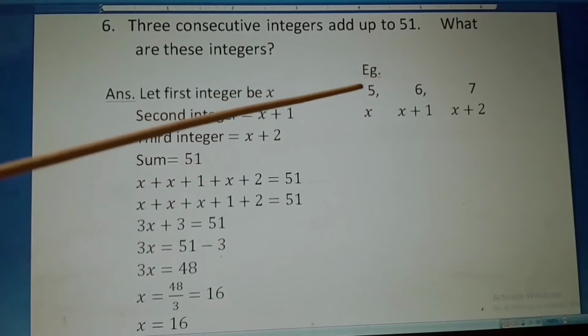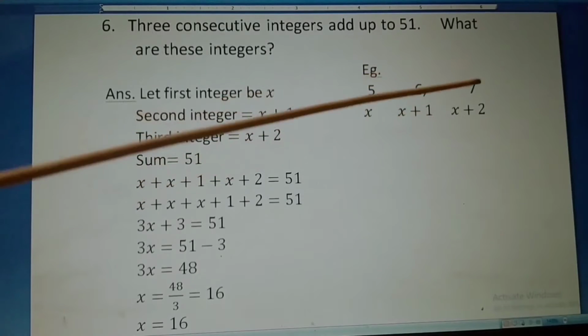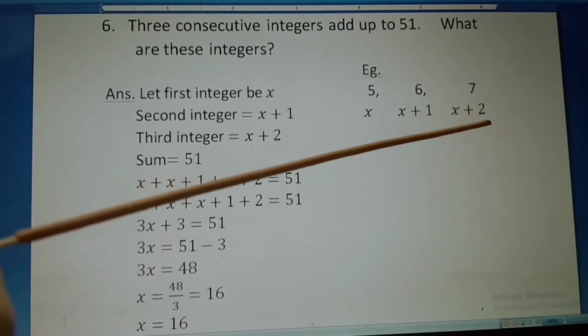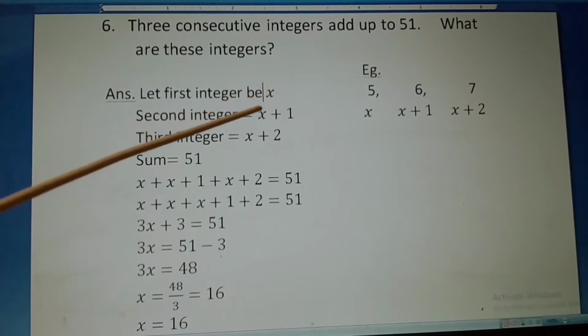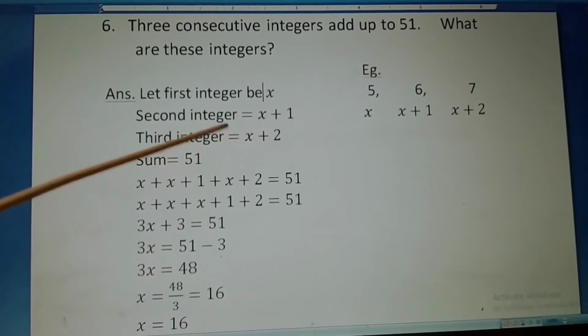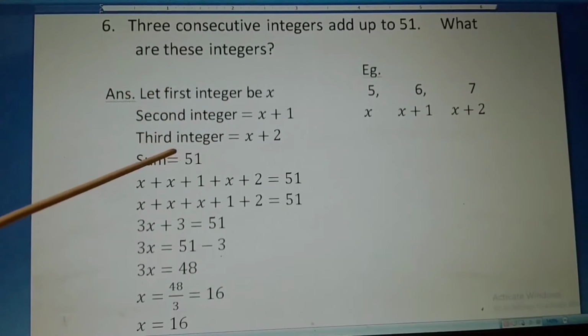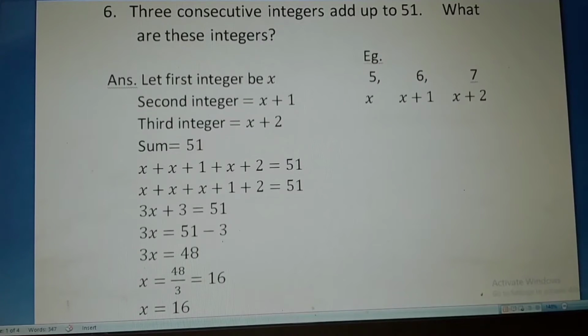That is, let the first number be x, the second number x plus 1, the third consecutive number x plus 2. We can take: let the first integer be x, the second integer x plus 1, the third integer x plus 2. The sum of these 3 integers is 51. According to the question, the sum of these 3 integers is equal to 51.